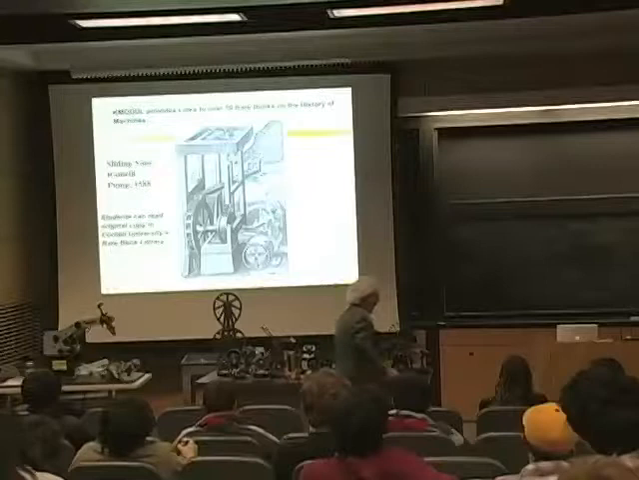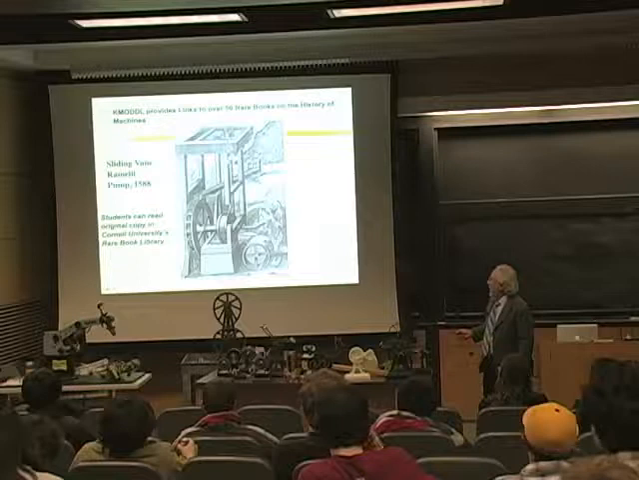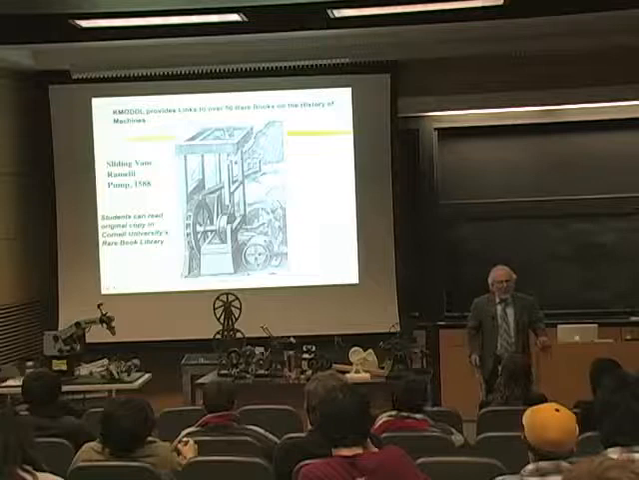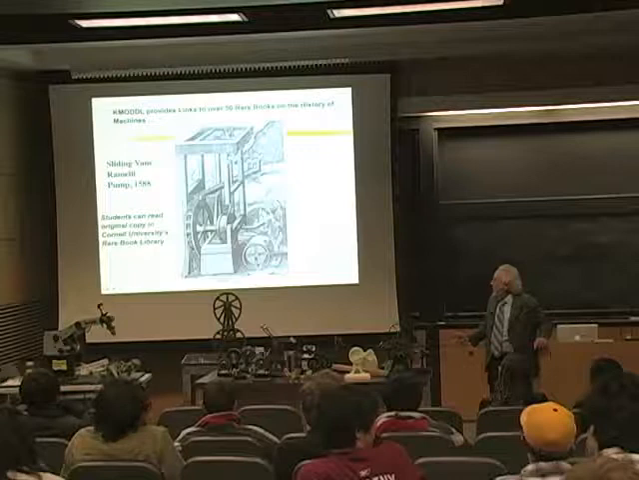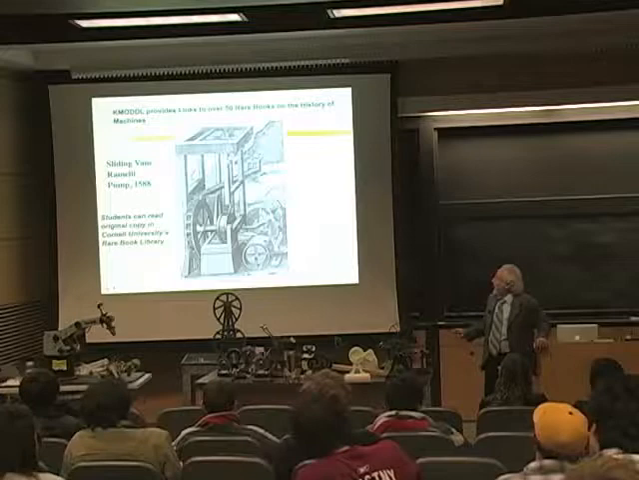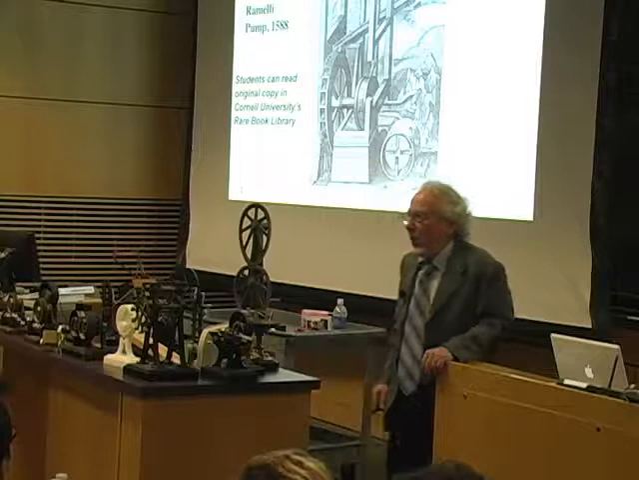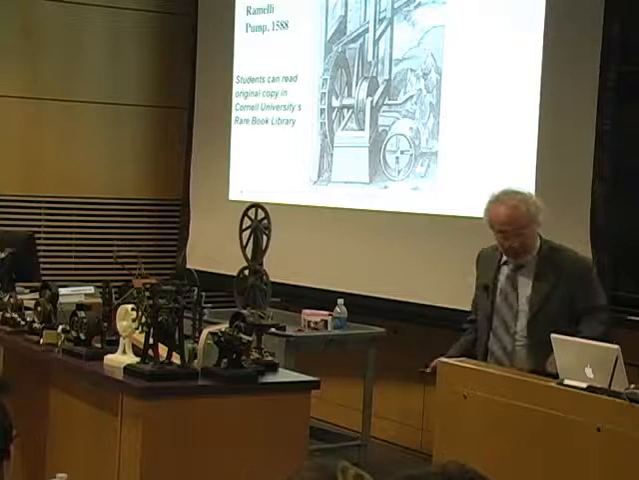And it turns out that Cornell has an original of Ramelli's book, and students can go read the original book in the Rare Books Library. And please take advantage of this while you're here sometime to go down in the basement of the Olin Library and ask to see Ramelli's book on machines. Now, this book has been scanned with 50 other rare books, so you can see these books online. And all over the world, people are going to this website to look at some of these books.